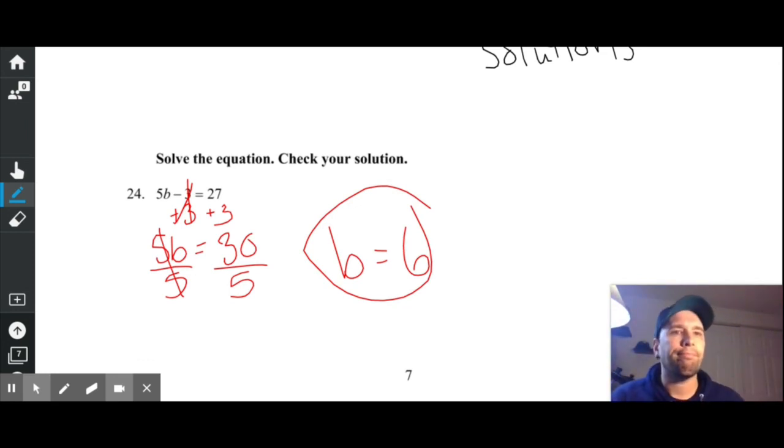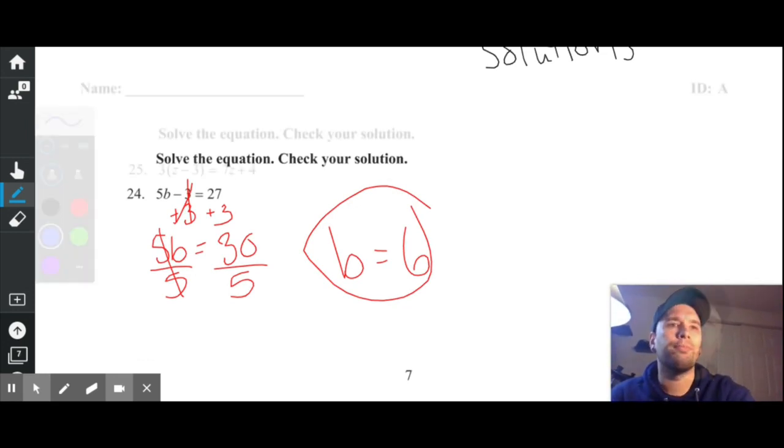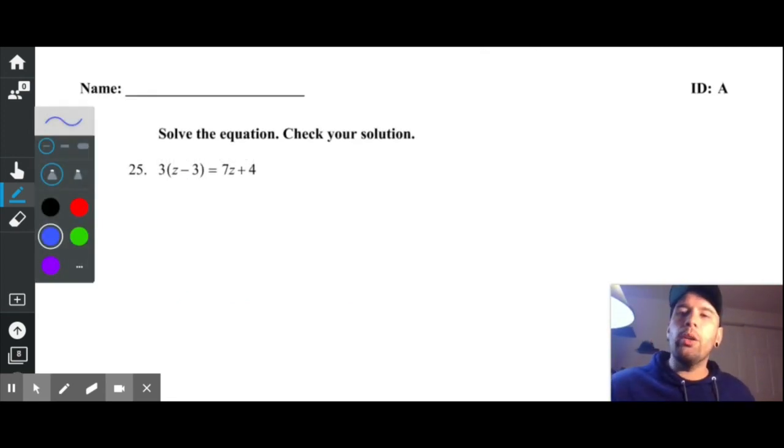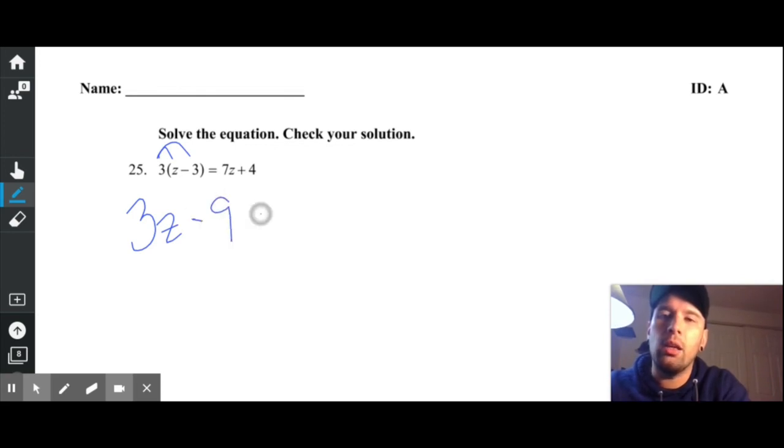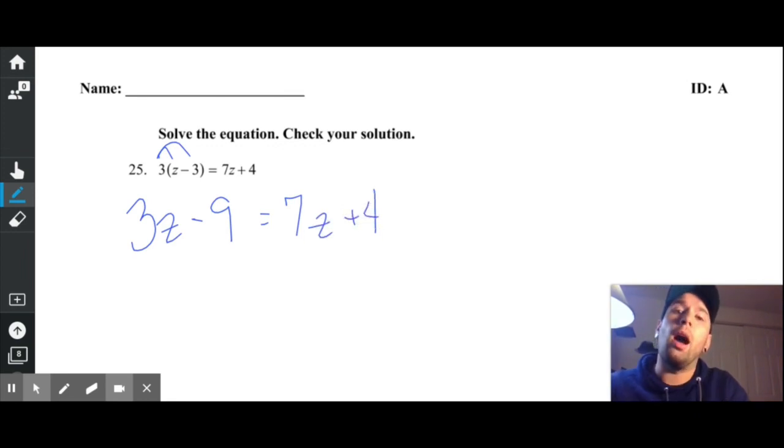Okay. One more page to go. All right, the last page is one whole problem. I think we can handle it. Distributive property right off the bat. 3 times z is 3z. 3 times negative 3 is negative 9. Equals 7z plus 4. I have a z on the left side, different from the z on the right side.